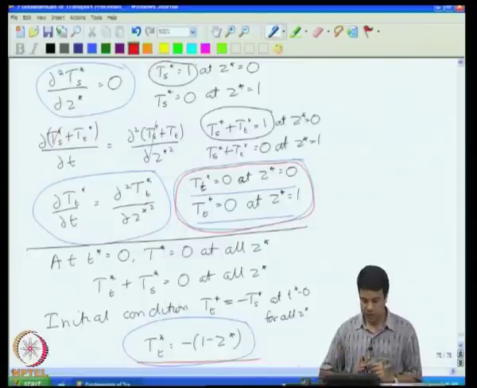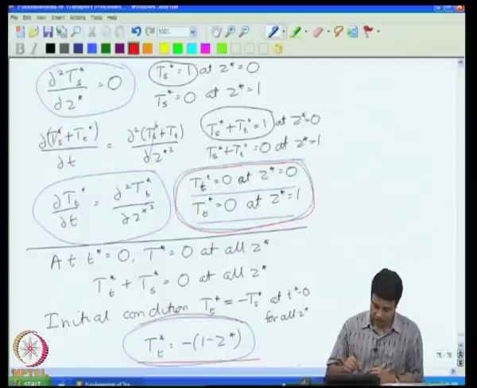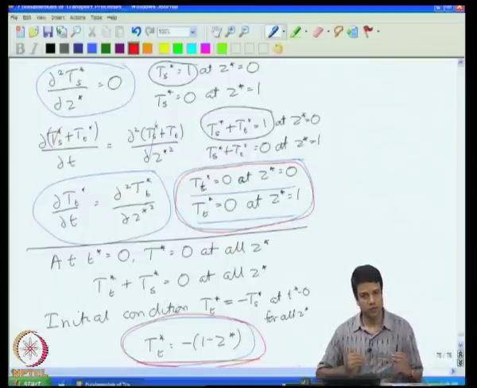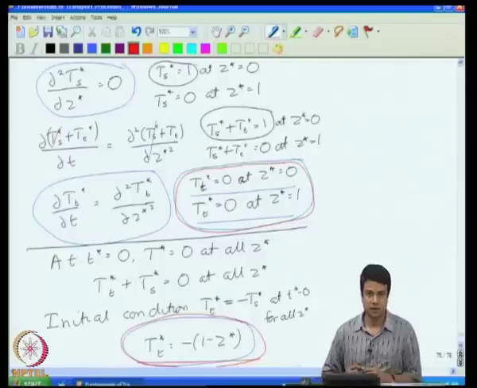I wanted to get homogeneous boundary conditions for t star, the transient part, at both boundaries. Initially, of course, the temperature is 0, which means that the transient part is actually non-zero. So, because of this, I am getting a forcing at initial time, and I have homogeneous boundary conditions at both z is equal to 0 and z is equal to h.